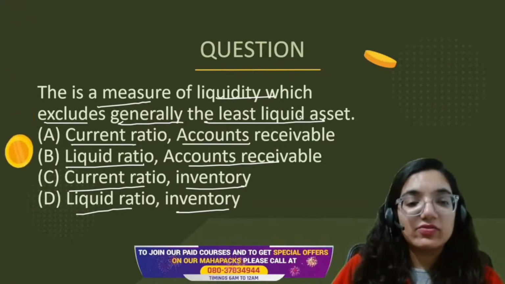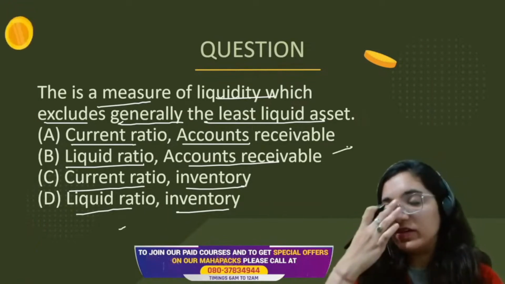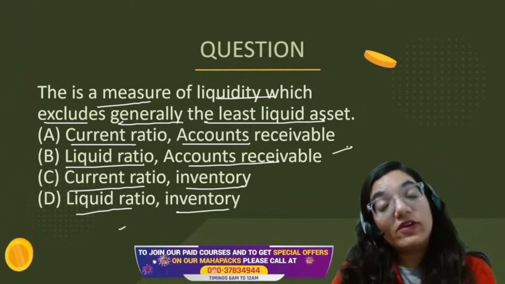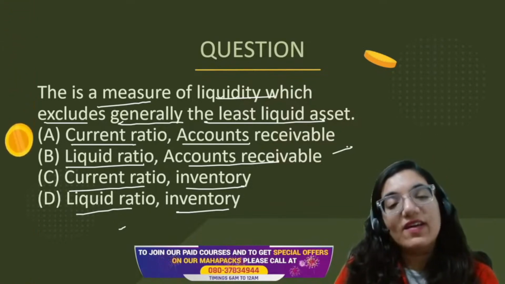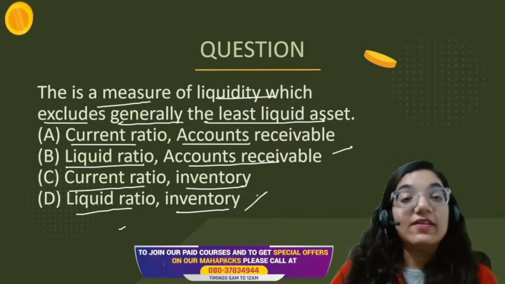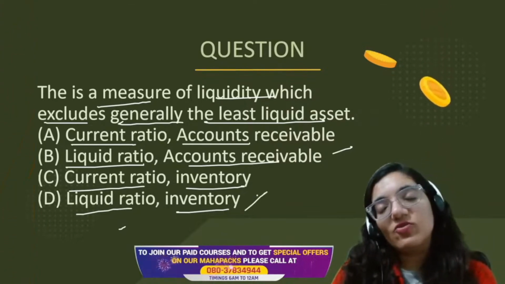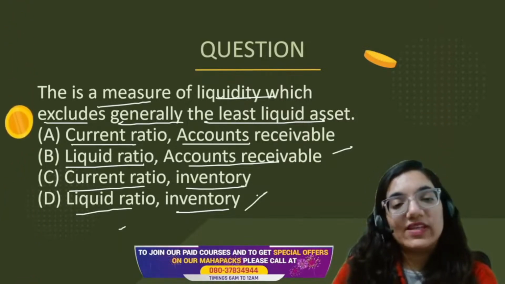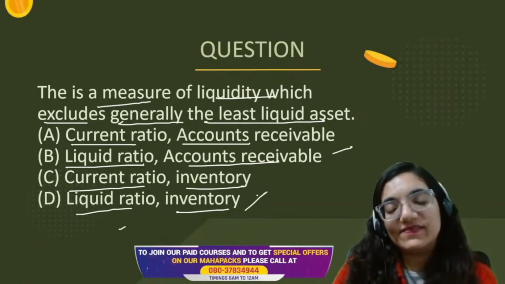That is liquid ratio. But liquid ratio records accounts receivable because we can pressurize a debtor. No, you need to give me money right away. Bill receivable can be pressurized, debtors can be pressurized, but you cannot pressurize and sell off your entire inventory, even if you try very hard, right? Until or unless you go on a loss, you will not be able to sell these things. So liquid ratio, inventory.